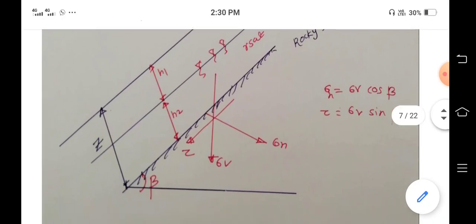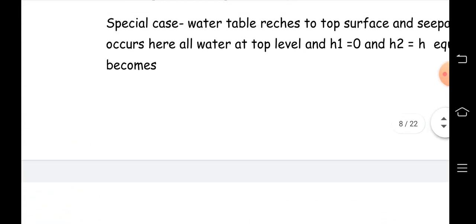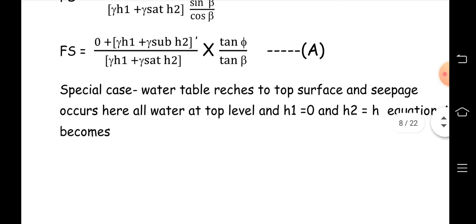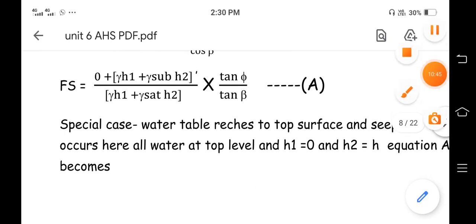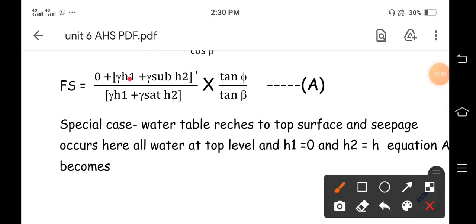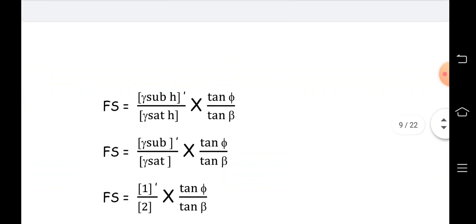If we call H2 equal to H and H1 equal to 0, then if we put the value of H1 equal to 0 and H2 equal to H, our formula of this term will be equal to gamma submerged into H directly, because this term is 0 as H1 equal to 0: gamma submerged into H upon gamma saturated into H into tan of phi upon tan of beta.